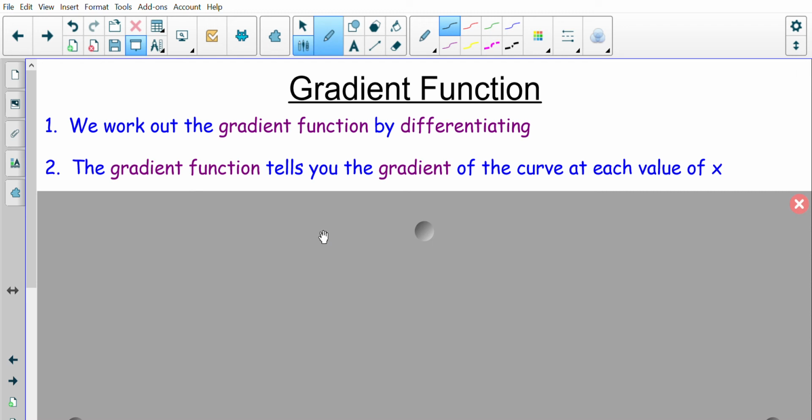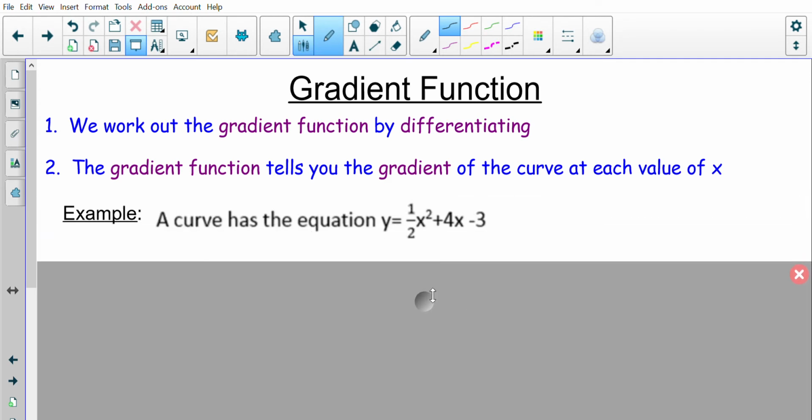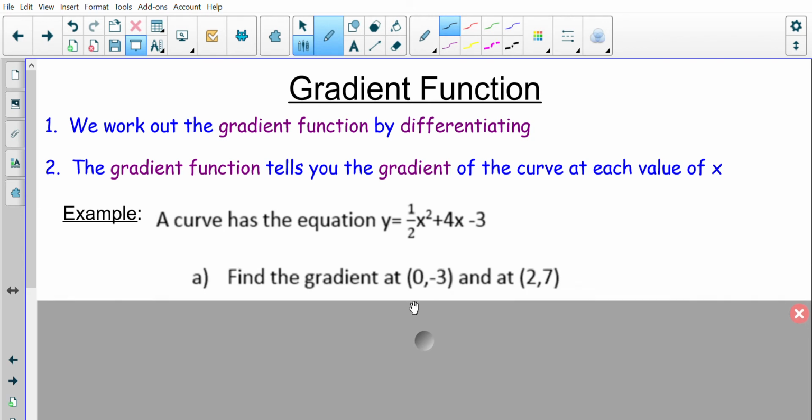So now we're going to move on to look at some uses of the gradient function and how we can apply it to questions involving curves. Once we've got the gradient function, which gives us the gradient of the curve at each value of x, if we have a look at this particular example, we can use the gradient function to find the gradient at certain points on the curve.